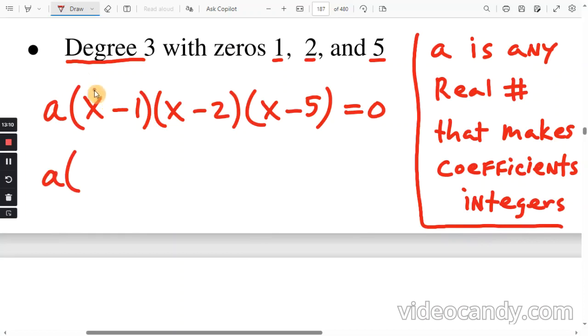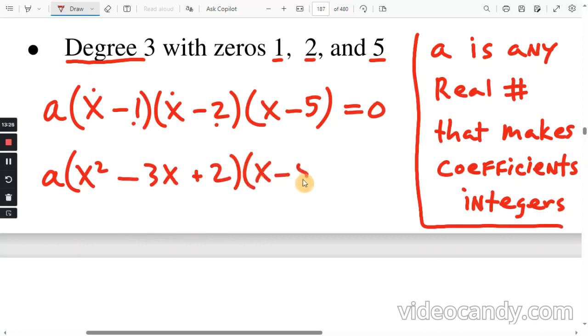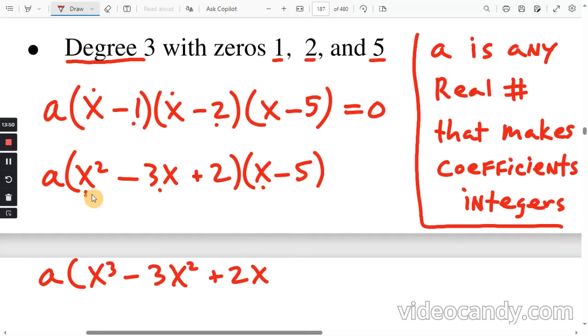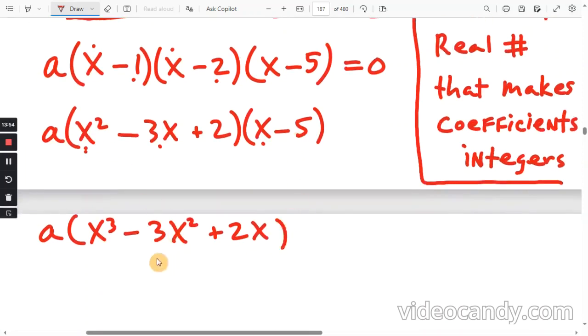And distributing, x times x is x squared. Inner is negative x, outer is negative 2x, so that's negative 3x. And last is negative 1 times negative 2, that's positive 2, times x minus 5. And distributing again, we're going to keep the a. Let's see, x times x squared is x to the third. x times negative 3x is negative 3x squared. And x times 2 is 2x. Negative 5 times x squared, I'm going to write it underneath. Negative 5 times x squared is negative 5x squared. Negative 5 times negative 3x is plus 15x. Negative 5 times 2 is negative 10.